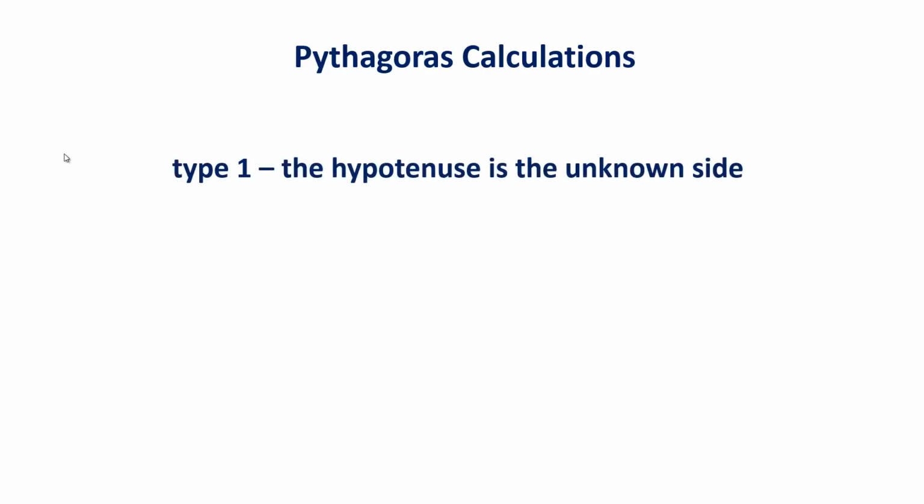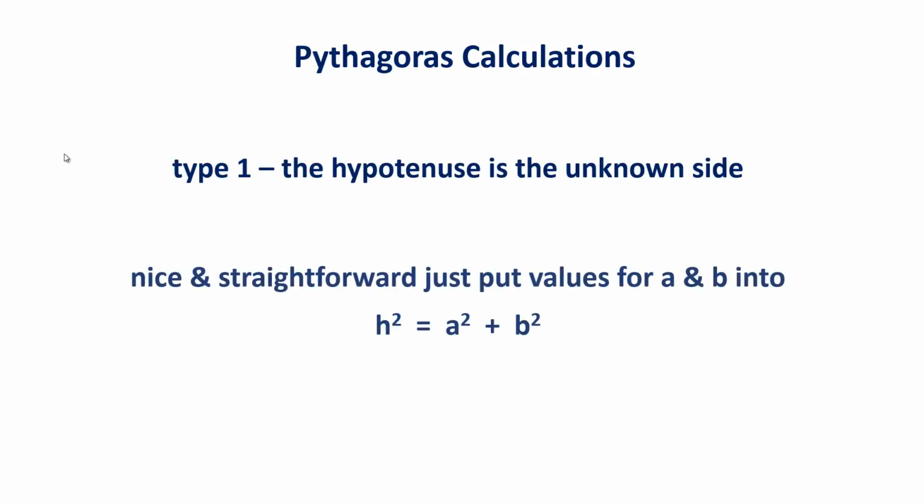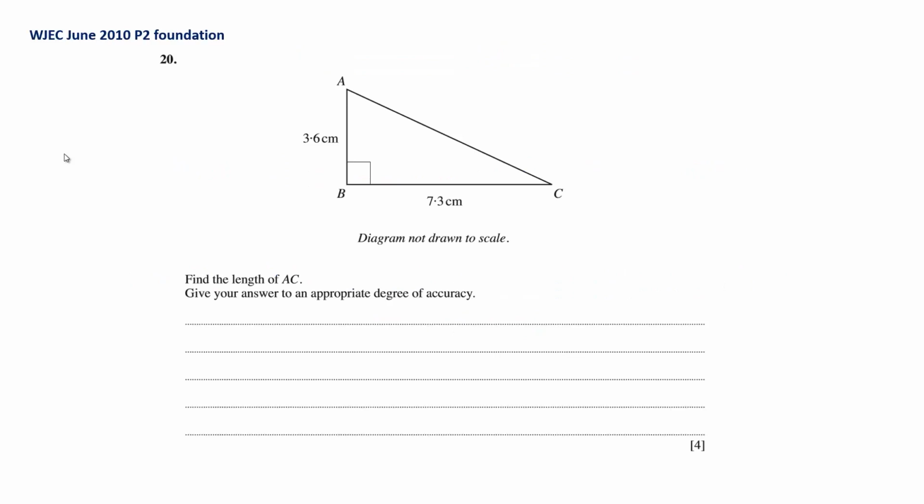So we've got a couple of types of calculation. We're going to run through some of those now. There's the first one, when the hypotenuse is the unknown side. Now it's nice and straightforward. We just put values into the formula.